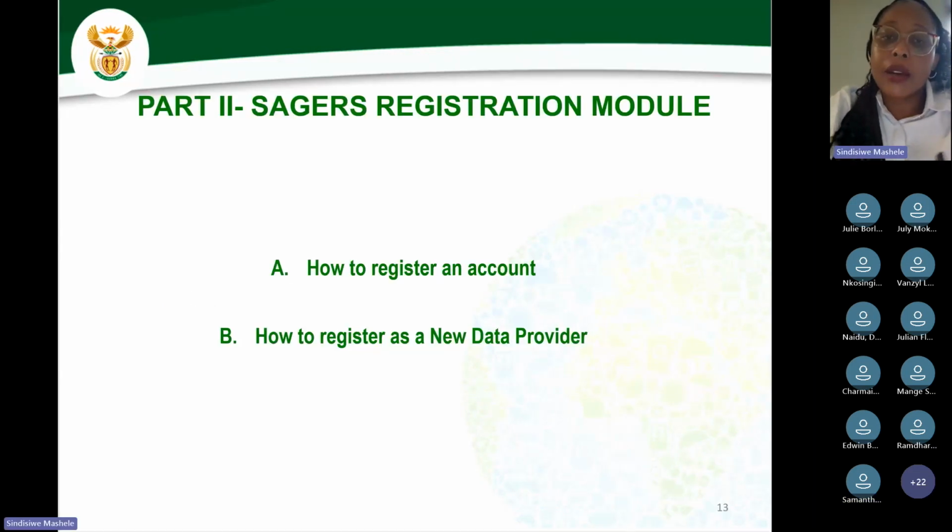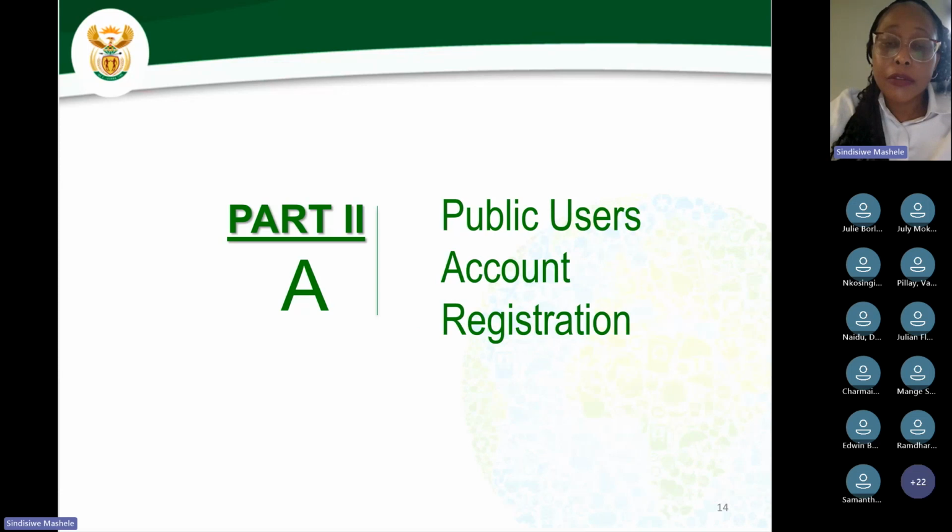So in this part, I will cover how to register an account in the system, noting that registration on the system is in two parts. You have to register an account, and then once that account is established, you have to register as a data provider, a new data provider. The way I would explain it is that you first register the person that's responsible for the company, and then the second part is when you register the company details. So first, I will show you how to register an account.